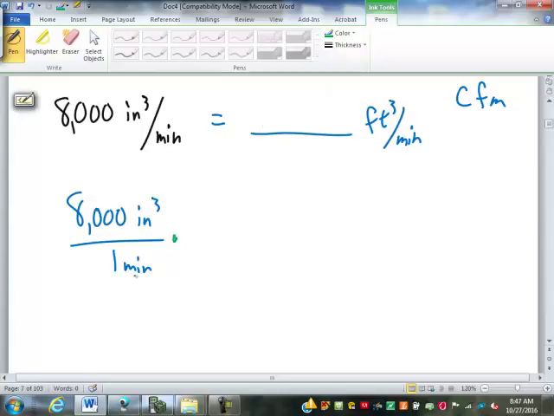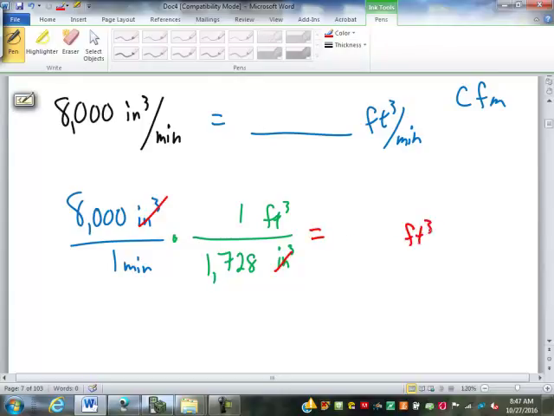So again, we're keeping the minutes here. We're getting rid of the cubic inches. So cubic inches go on bottom, cubic feet on top. 1 cubic foot is how many cubic inches? 1,728, or 12 by 12 by 12 is cubed. So the cubic inches are gone.